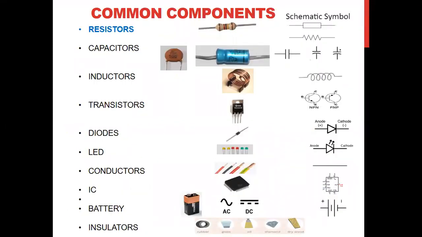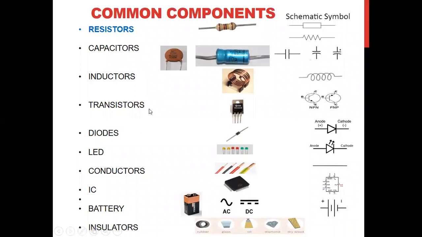So let us see the common components. Resistors is the first one. This is how they look, the appearance, and this is the symbol or circuit symbol. Then capacitors, there can be two types, non-polarized or normal capacitor and polarized capacitor. So their circuit symbols are like this.